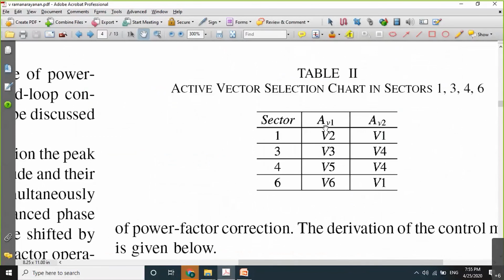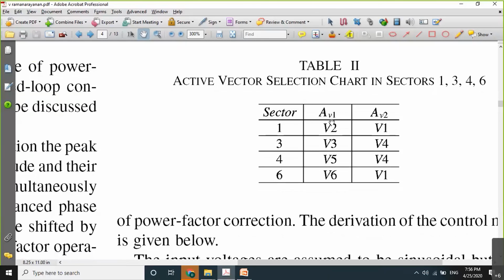AV1. V1 is the suffix. If you don't put the suffix, it looks very odd. V1 is the suffix. So AV is in italics, but 1 is not in italics. All variables are put in italics, but constants are not put in italics.